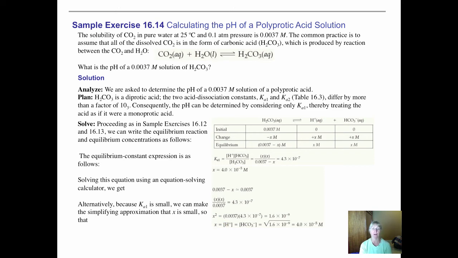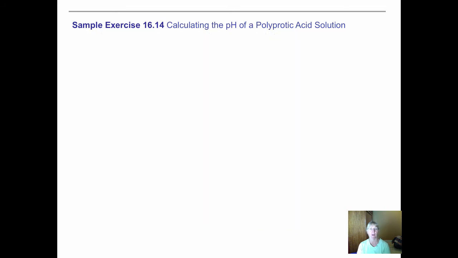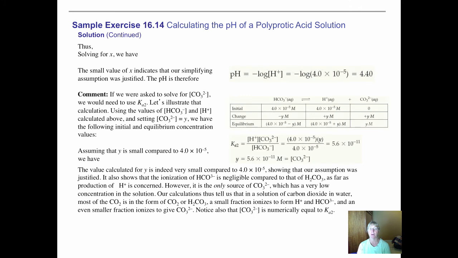Once you have that final concentration, always go back and check what the problem wants. They want pH. So you'll take the negative log of 4 times 10 to the minus 5, and you would find then that the pH of that carbonic acid solution is not very acidic. It's 4.4, relatively speaking, compared to a strong acid.